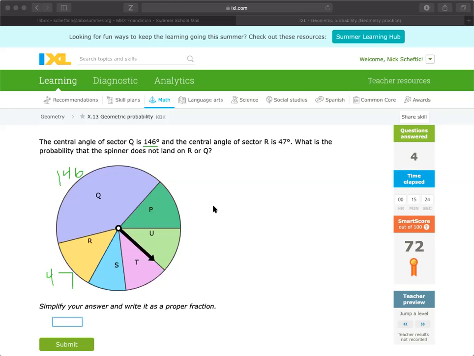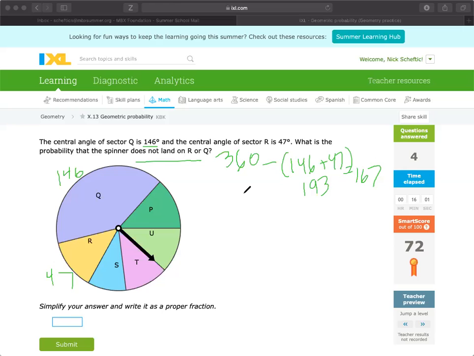All right, so you've got to figure out a few things here. So what is the total of this here? So if we're working in degrees, this is a circle, so the whole thing should be 360. All right, and I'm just going to subtract what does not land on R and Q, right? Not R and Q. So I subtract those out. That'd be 146 plus 47. And that would give me, so this is 193. And then this would be 167.